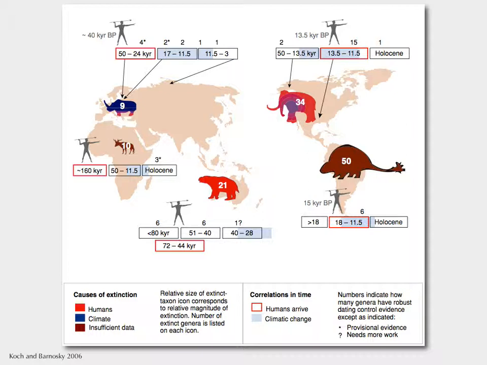Okay. So here, I've seen this plot before. Now let's unpack it a little bit more. Here in red we have when humans arrive in different places, and blue is climate change. The numbers above are the number of genera going extinct.